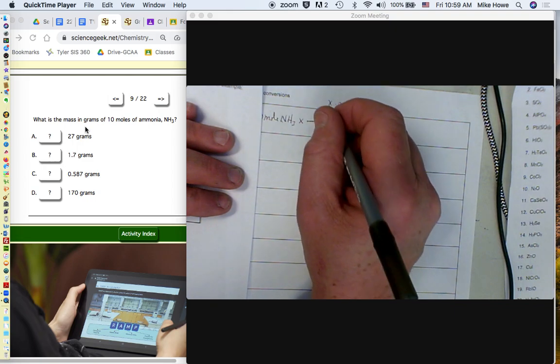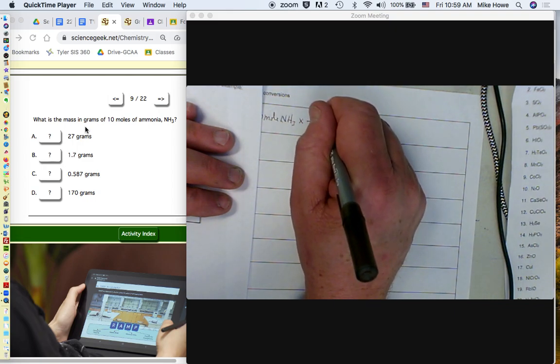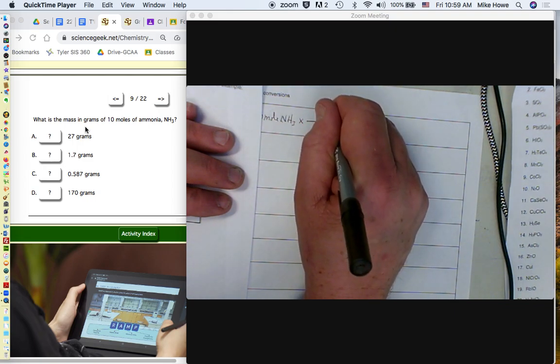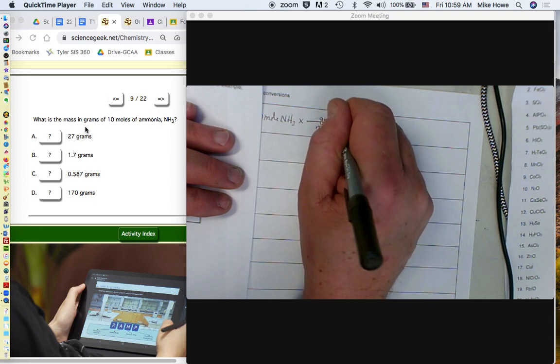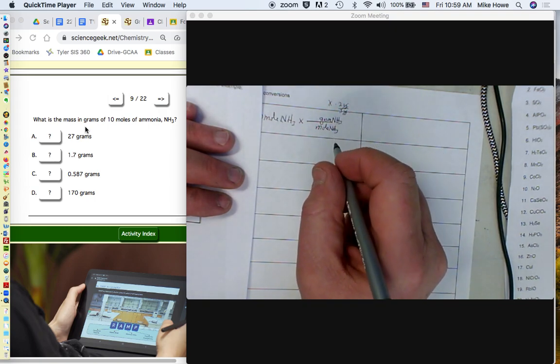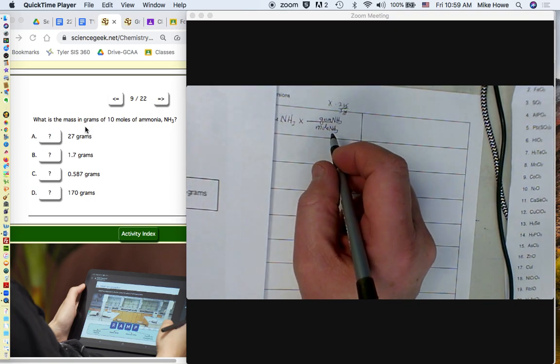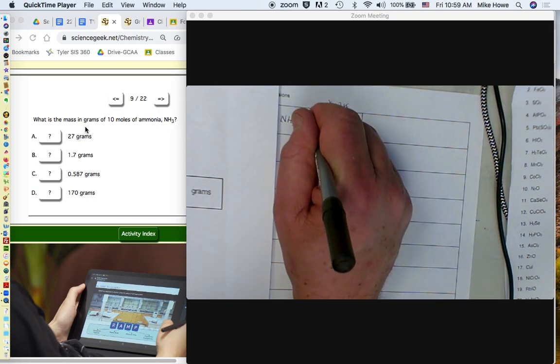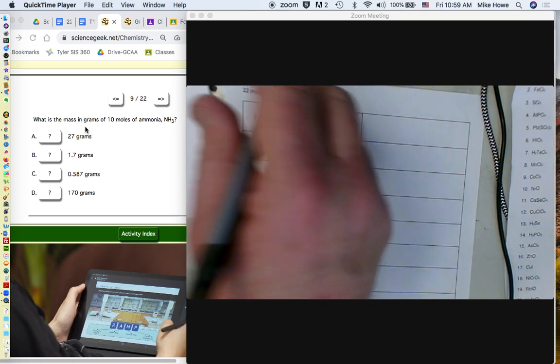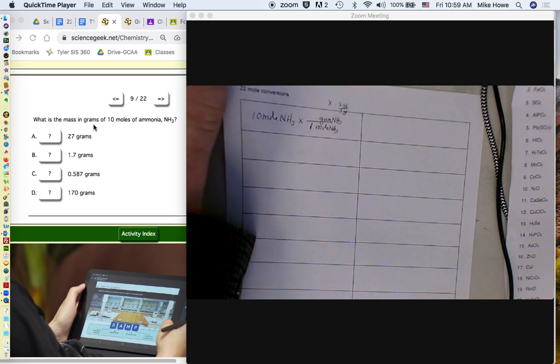All right, so the moles of NH3, and on top we're going to put what we're looking for, which is grams of NH3. Normally I just write G, but this time I'll be more precise. So now we need to know how many grams are equal to 1 mole. You may remember in class I told you that the number 1 always goes with moles in this problem set.